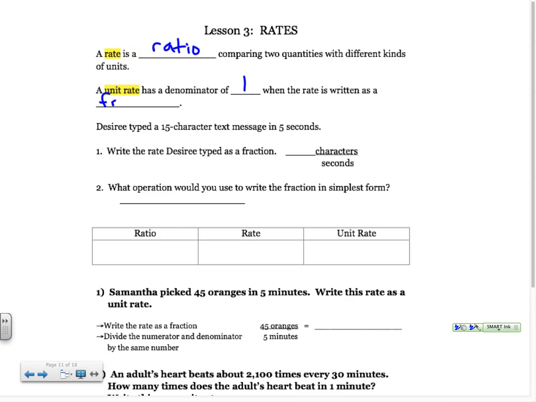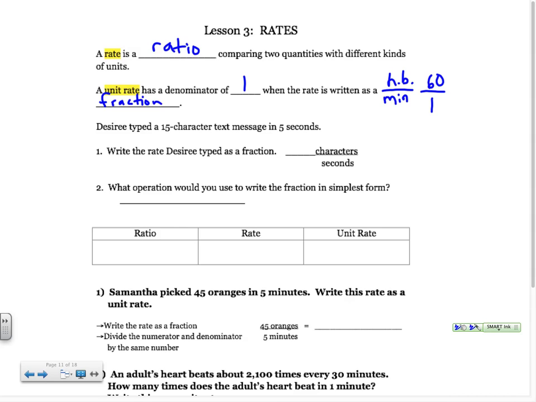So let me just give you a quick example before I head down into the notes. Rate, heartbeats per minute. Heartbeats, abbreviated here, per minute. Let's say I might do 60 heartbeats in 1 minute. Because that bottom number is a 1, that's a unit rate, okay?